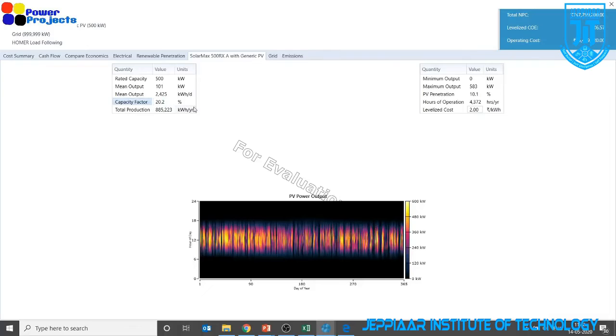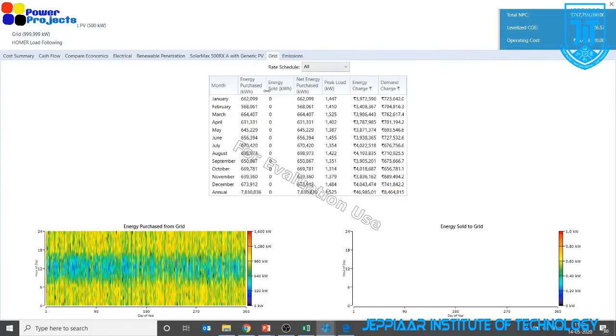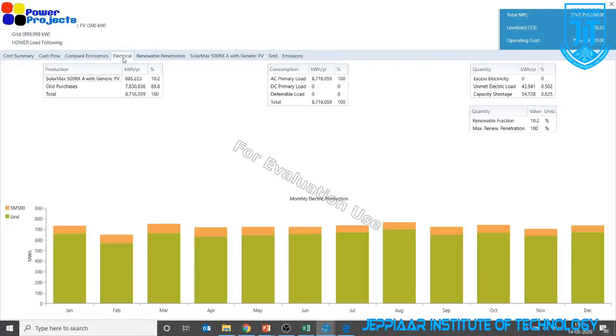What's the capacity factor? What's the levelized cost of energy from the grid perspective? Means what is the energy sold? You can see, since your demand is approximately 1000 kilowatt and your installed capacity of solar is only 500, we have not sold any electricity. Energy sold is zero, because your generation is always less than the demand, right? Excess electricity is zero, because you have never generated energy which is more than the demand. Unmet electricity is still there, about 5.5 percentage, and renewable fraction is about 10 percentage, right?